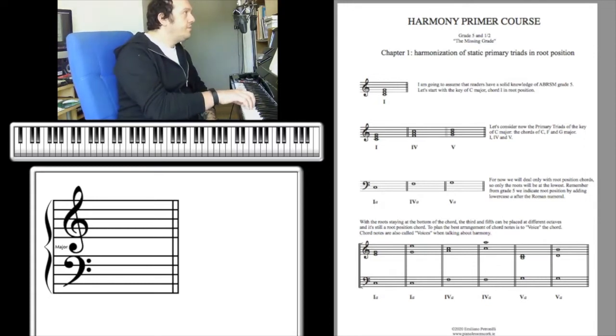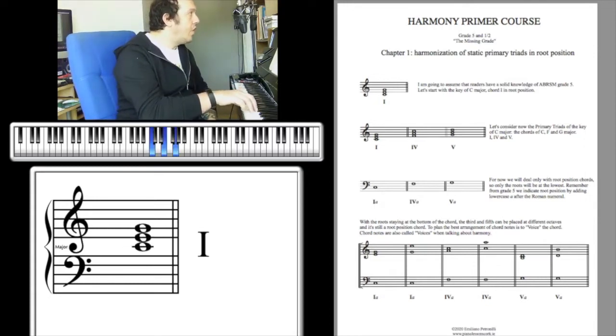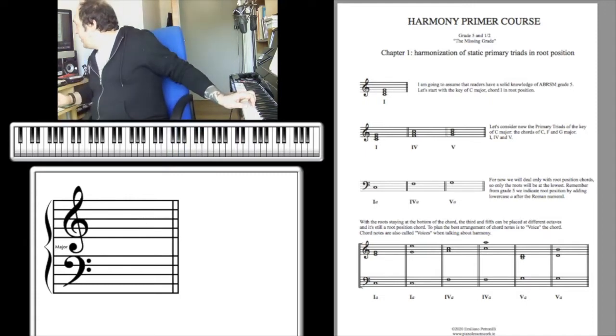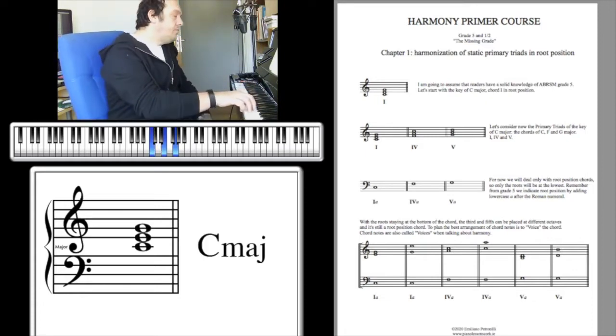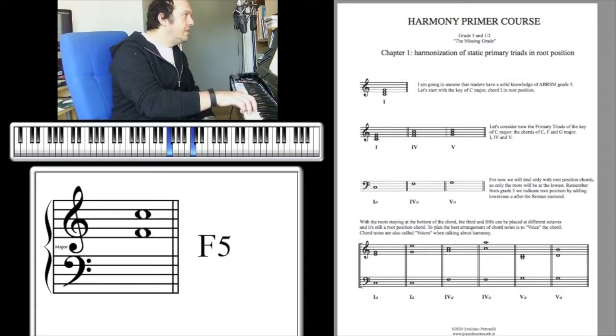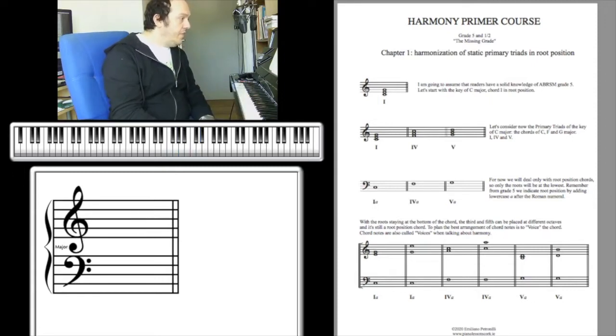Chord 1, chord 4, and chord 5, which you should know in C major are. Chord 1 is C major. Chord 4 is F major. And chord 5 is G major. Good. So this is stuff that you should know.